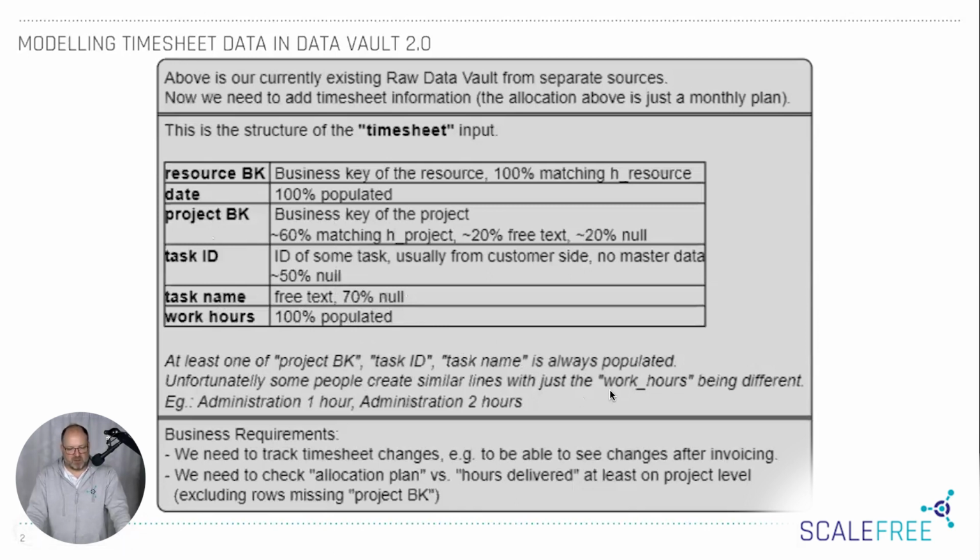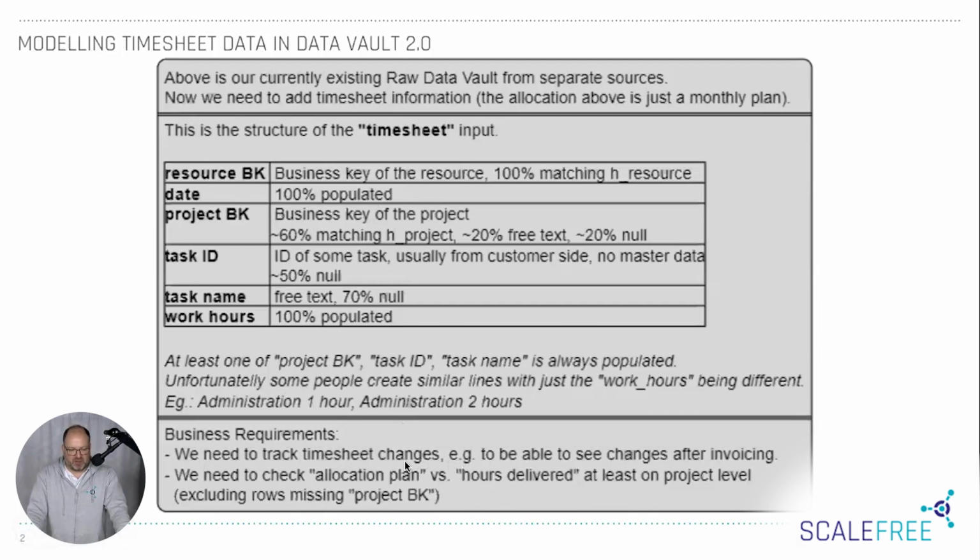Okay. The problem is with duplicates. So for example, on the task name, they just put administration. So even though maybe all three are populated one way or the other, at least one of those is populated, it doesn't guarantee uniqueness. That's my understanding here. Let's go through the business requirements. So let's see the data we get, or they get. And let's talk about the business requirements.